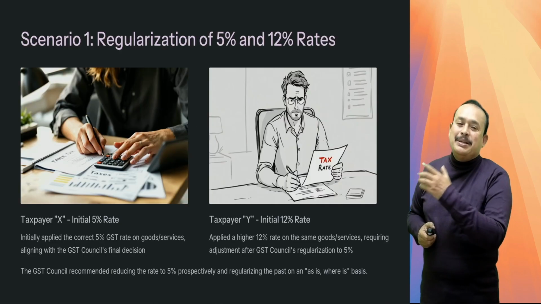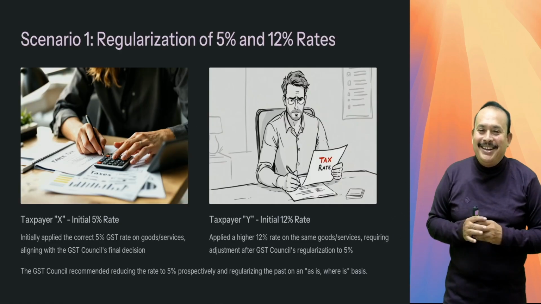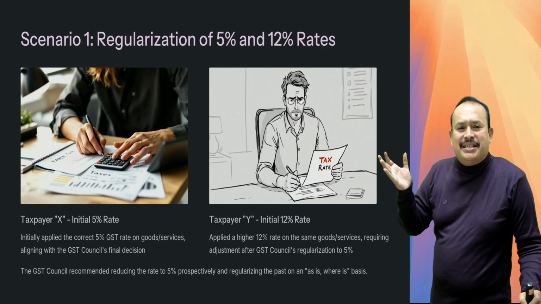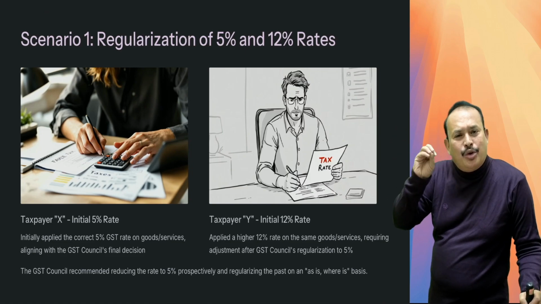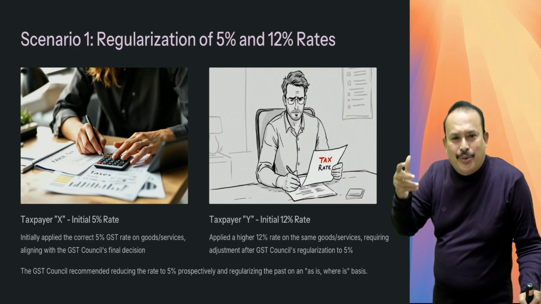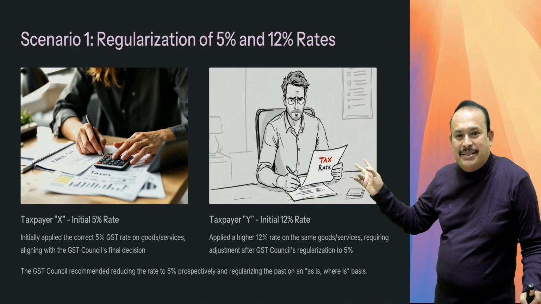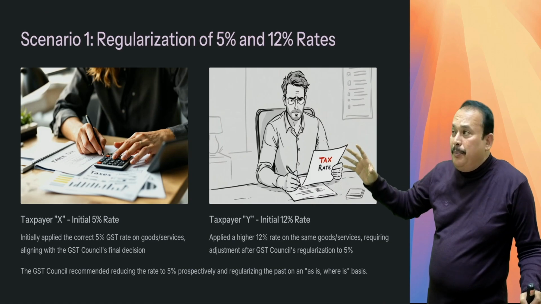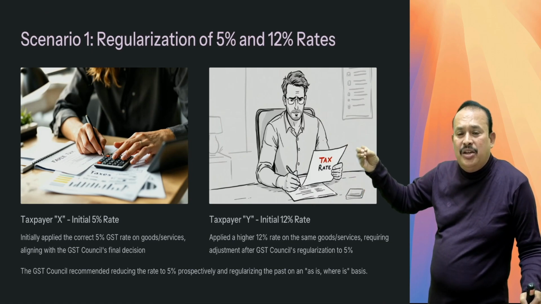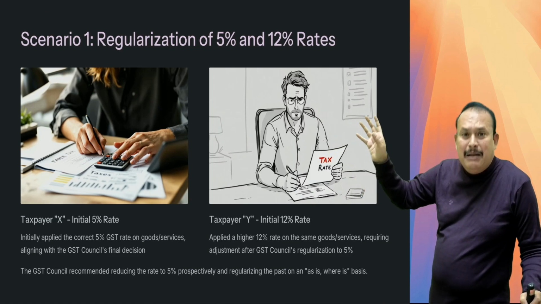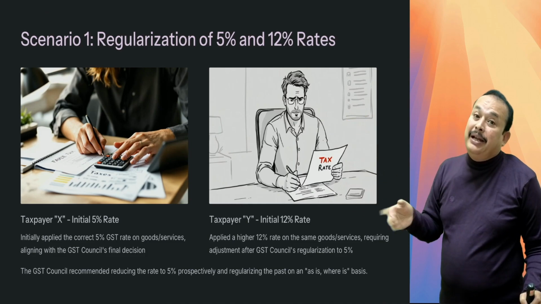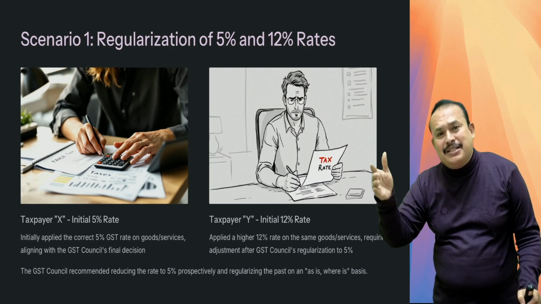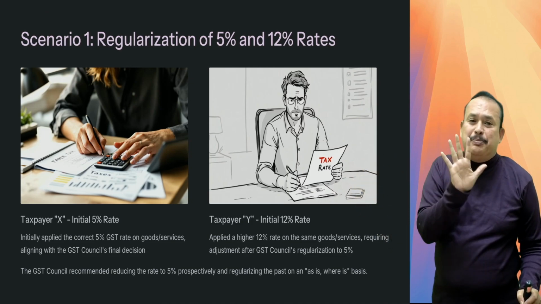How is it? In a simplified manner, take a scenario, my dear. Scenario 1: in the given case, regularization of 5% and 12% rates. Take into account a simple example. There are two taxpayers, taxpayer X and taxpayer Y. Taxpayer X paid 5% tax for a given product. For the same product, taxpayer Y paid 12%. Now, upon the recommendation of the GST Council, the rate is decided as 5% only.